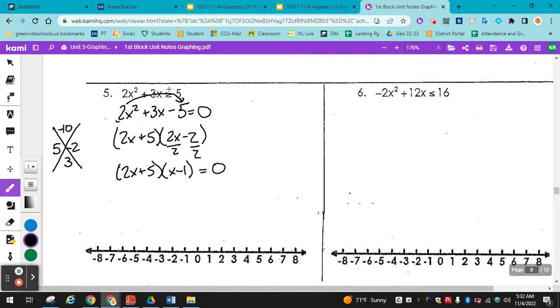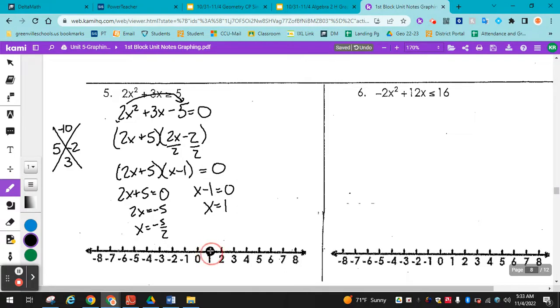There is your factored form. You can always check it. You can go backwards, make sure it equals. Set both of them equal to 0 and solve, obviously. So we have 1. Now it's greater than or equal to, so now we have a closed dot.